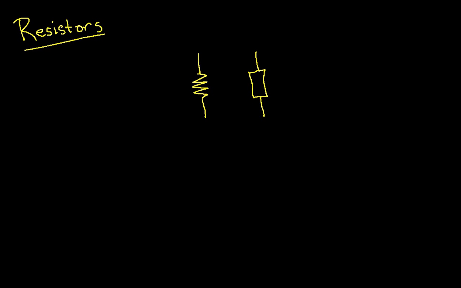Resistance, which is a property of resistors, is typically denoted, or often denoted, as R. It's measured in units of ohms, which are named after a famous German engineer who investigated the properties of resistors.